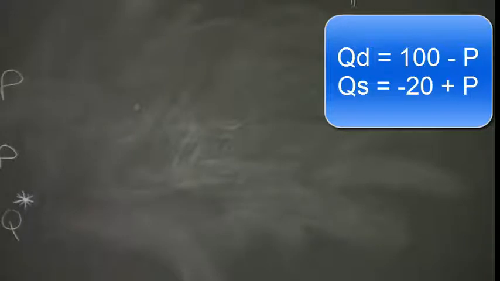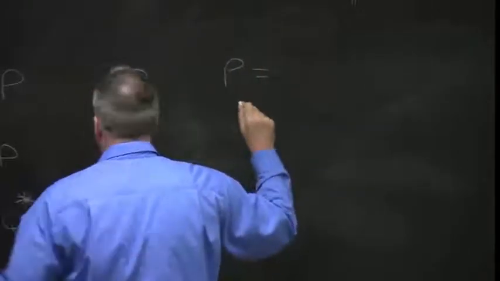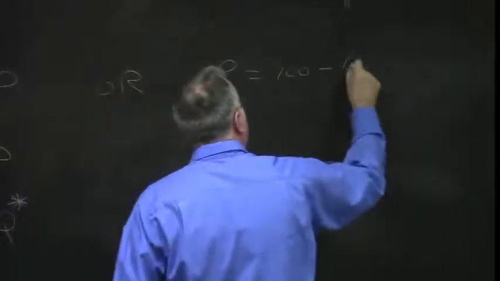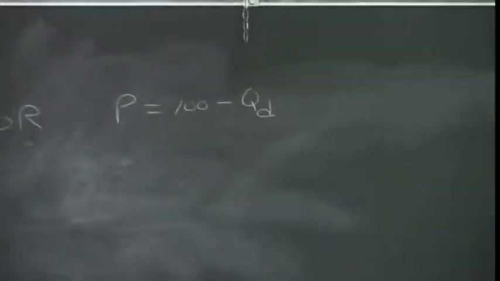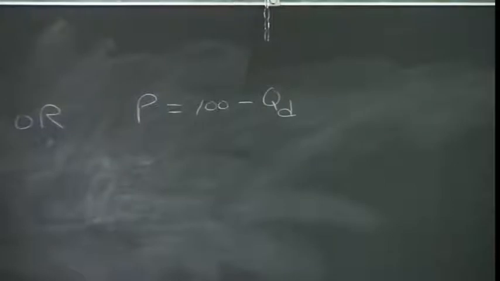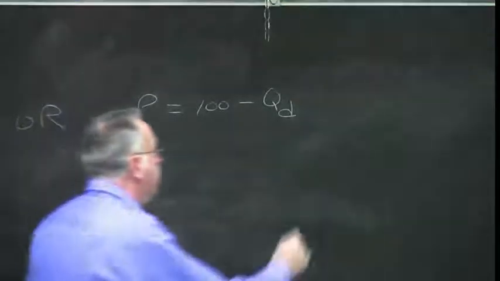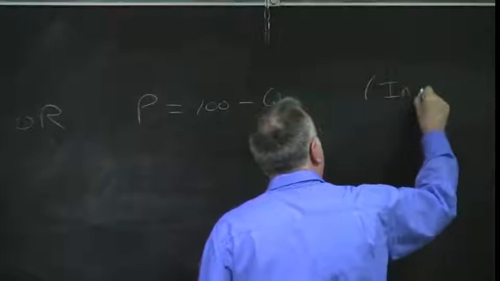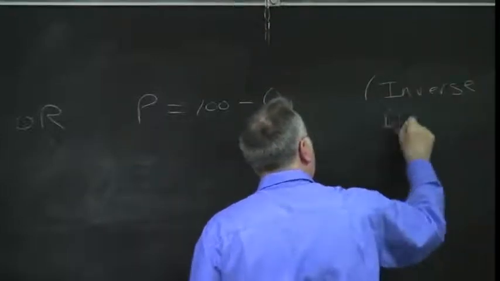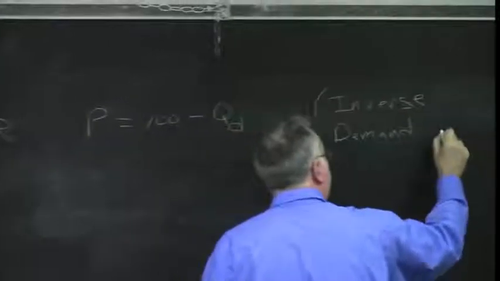We could rewrite this demand equation, add P to both sides, subtract Q from both sides. And we could rewrite this as P equals 100 minus QD. If we write it this way with P on the left-hand side, technically the correct name for this is the inverse demand curve. Sometimes authors will just call it the demand curve, but technically it's really the inverse demand curve, or the inverse demand function.